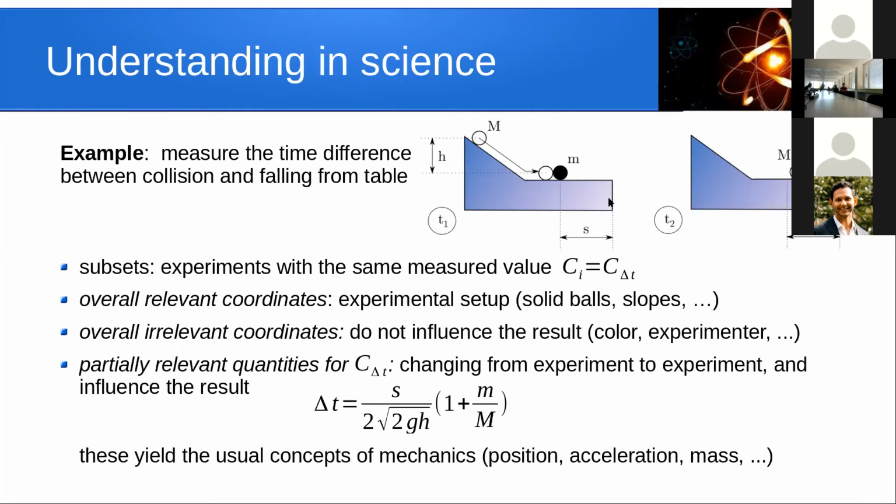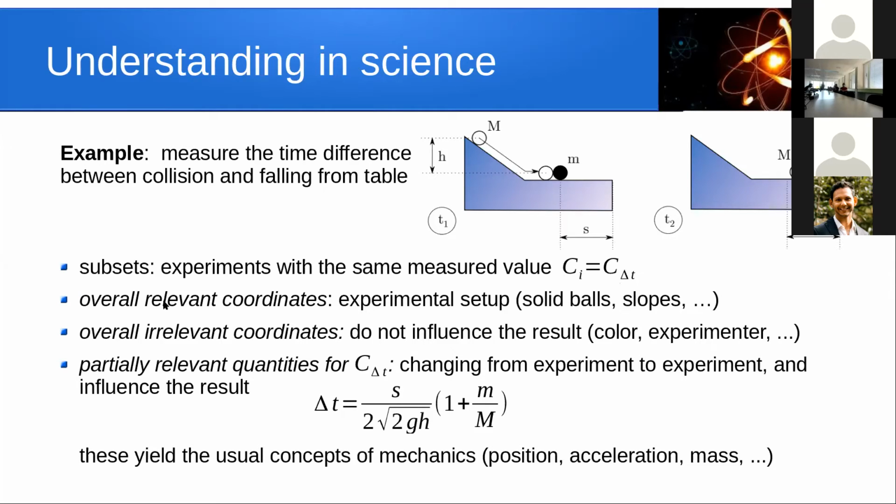For example, if we change the height of this roll down, then it will change the delta t. If we change the person who makes this experiment, it will not change the delta t. So we can observe, if we settle down the subset and find the common complete model for them, then there can be different types of coordinates.